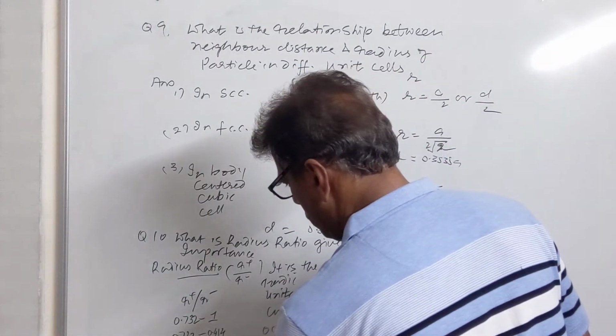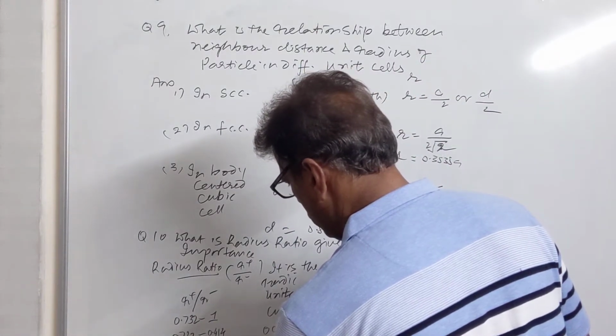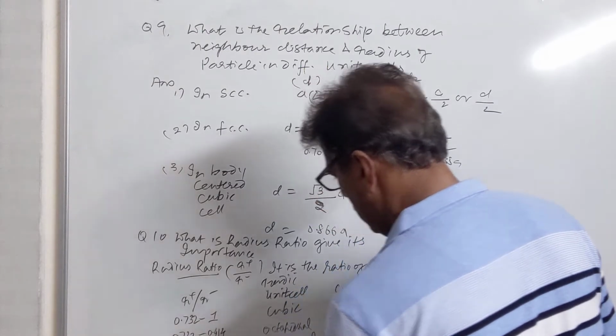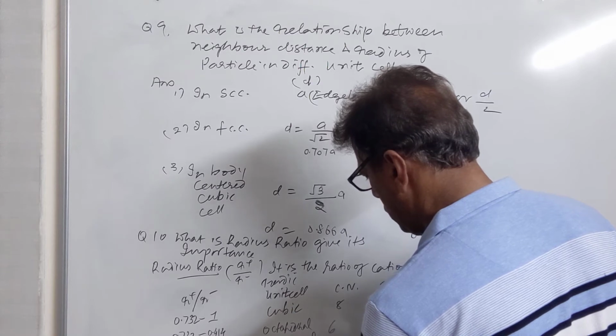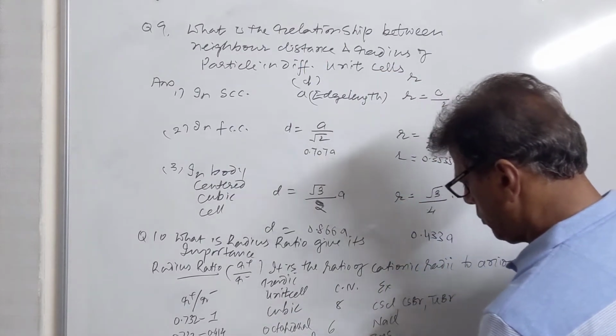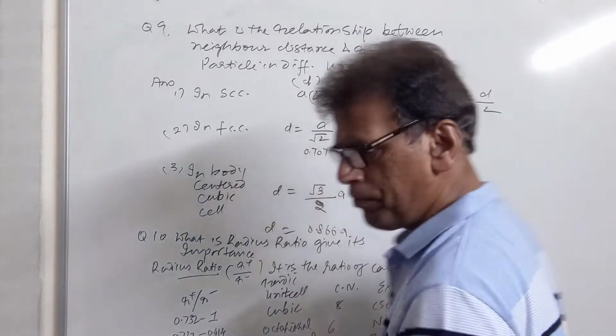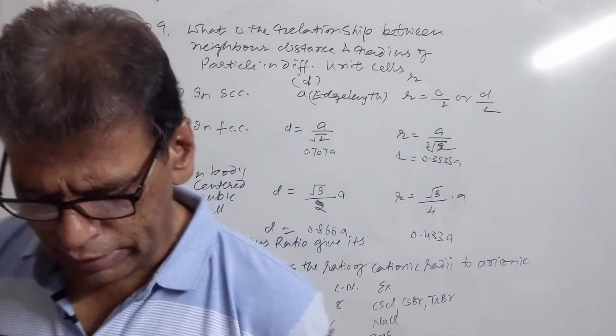If this ratio comes between 0.225 to 0.155, then we have triangular arrangement of the particles. Coordination number 3, best known example is B2O3. So these are the examples.